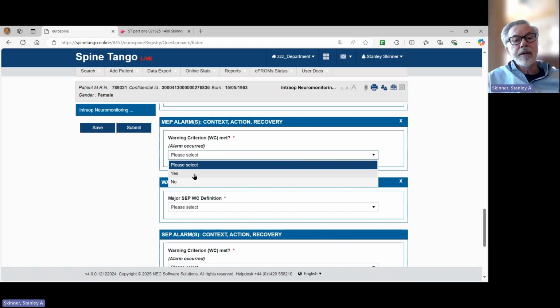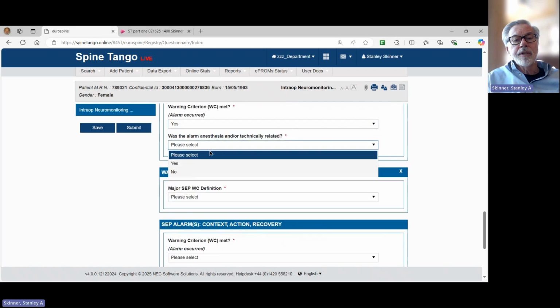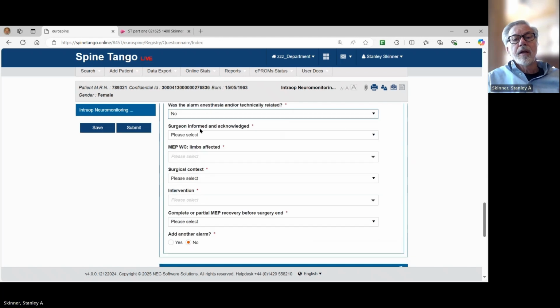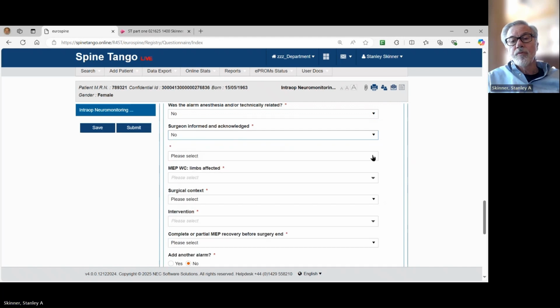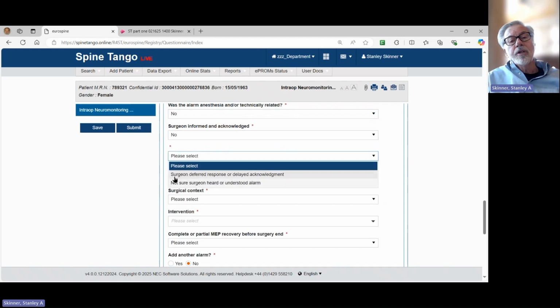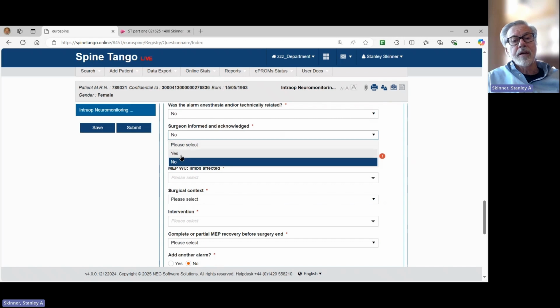Warning criterion met? Yes. This time was it anesthesia or technical? We're going to say no. Was surgeon informed and acknowledged? Let's say no, just for our purposes. Surgeon deferred response or delayed acknowledgement. Not sure surgeon heard or understood the alarm. Those are possibilities in real-time cases. But let's say in this case, the surgeon was informed and acknowledged, yes.